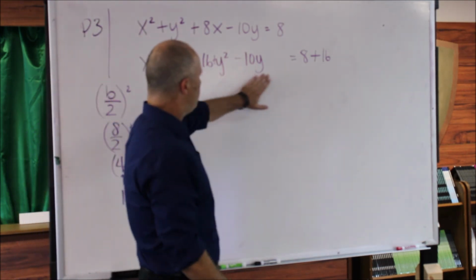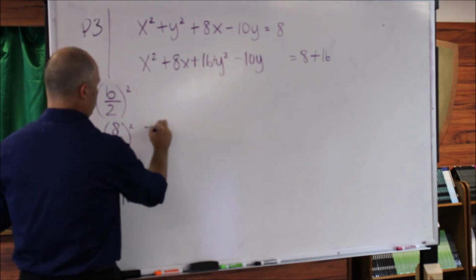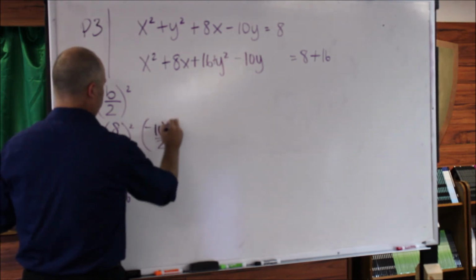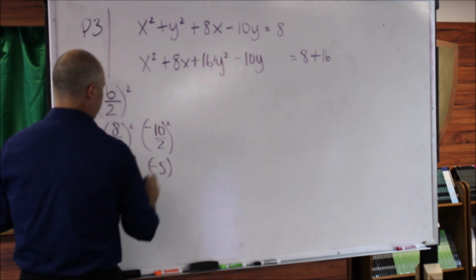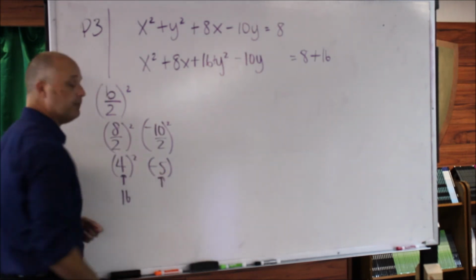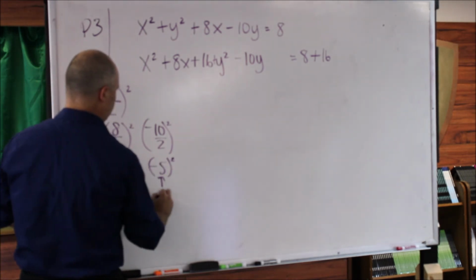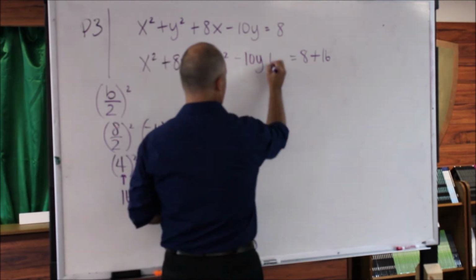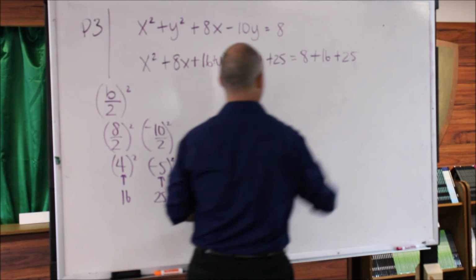Now, the y squared minus 10y, we're going to repeat the same process. So we're going to go negative 10 over 2, and we're going to square it. Negative 10 divided by 2 is negative 5. Right here, the 4 and the 5, these are what become your factors. And then we square the negative 5, and that's going to give us 25. So we're going to add 25 here. And again, whatever we do to one side, do to the other.